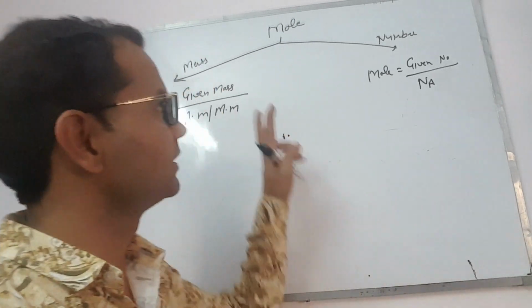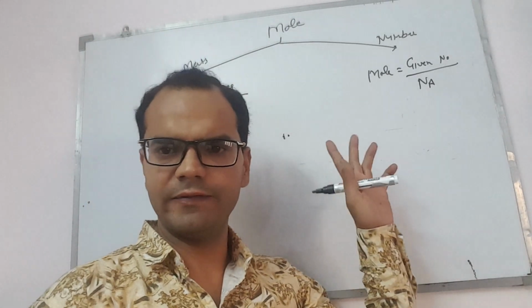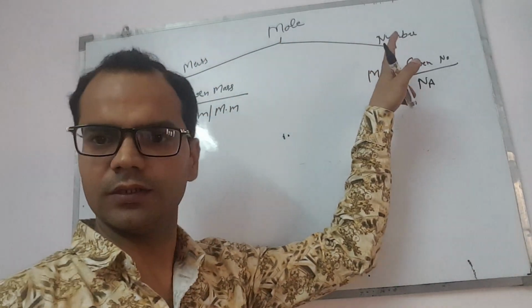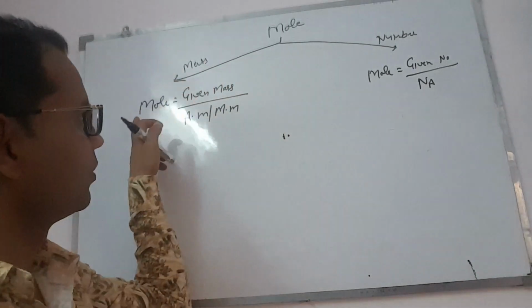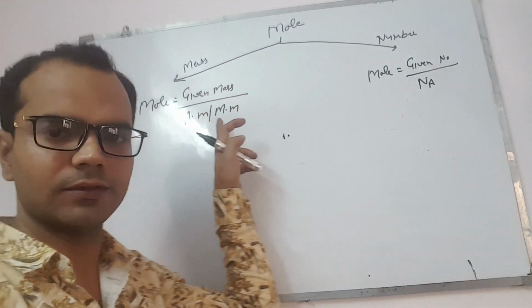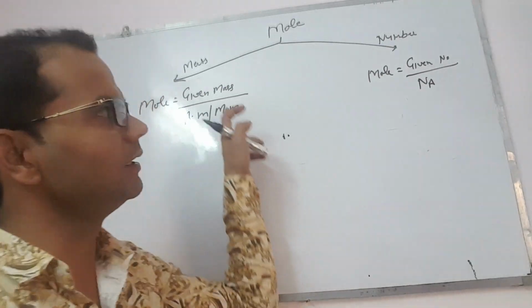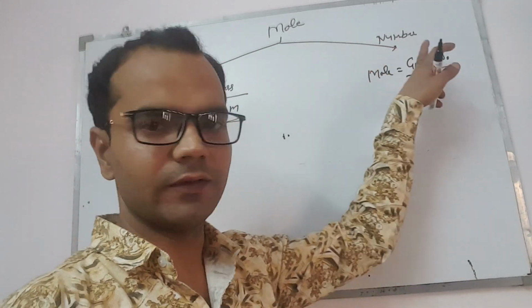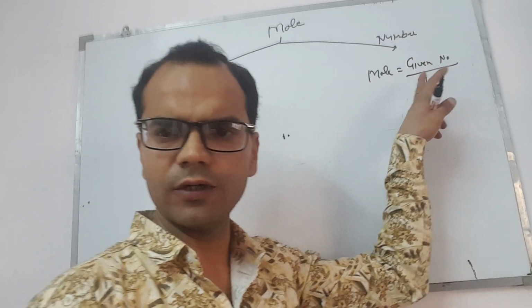Today we are going to complete the mole concept. In the previous lecture we learnt mole in terms of mass and mole in terms of number. In terms of mass, moles can be calculated by a simple formula: given mass by atomic mass or molecular mass. In terms of number, moles are calculated by a basic formula: given number by Avogadro number.